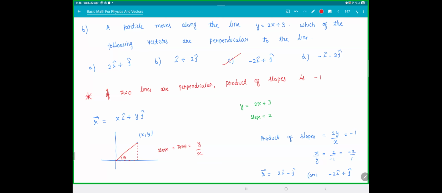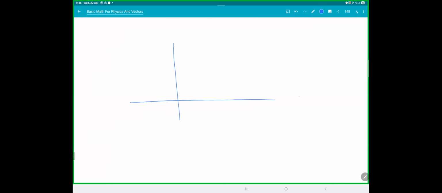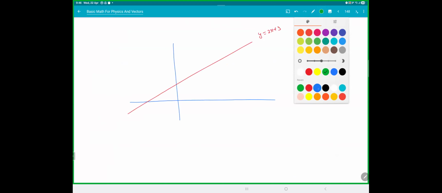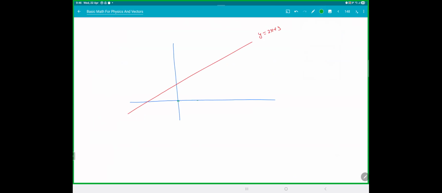Is that making sense, everyone? You could have kind of guessed it when you try to see this. If you try to draw the line y is equal to 2x plus 3, it looks like this. And just look at the vector 2i plus j. So x is 2 and y is 1. So this is the point here. I don't think they're perpendicular.